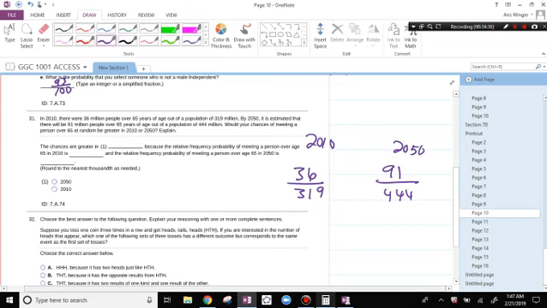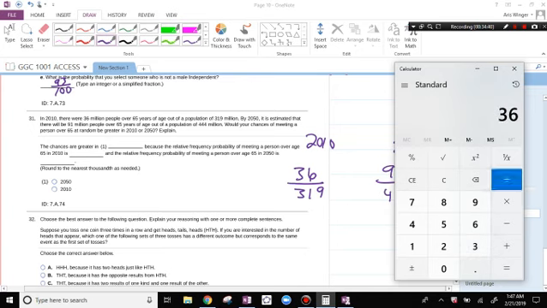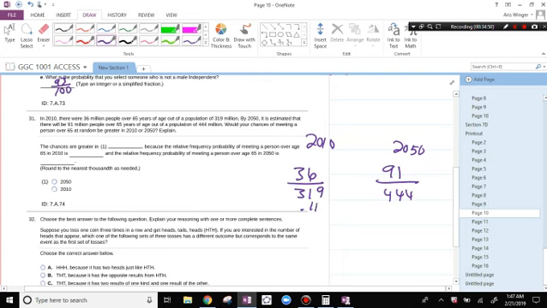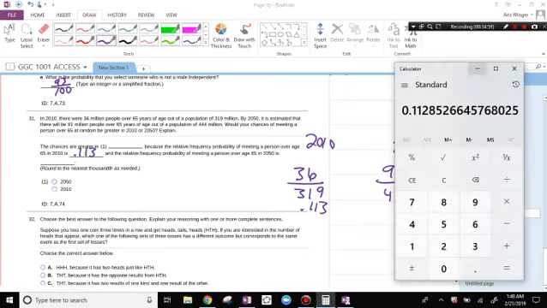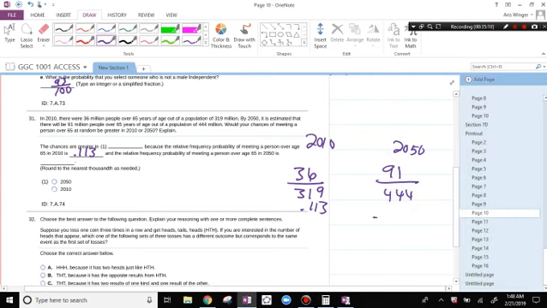All right, so we're just trying to check which one's larger. Let's do this. 36 out of 319. How many decimal places are we rounding to? The nearest thousandth, 3 decimal places. 0.113. And 91 out of 444 is 0.205. So 2050 is the answer, with 0.205.